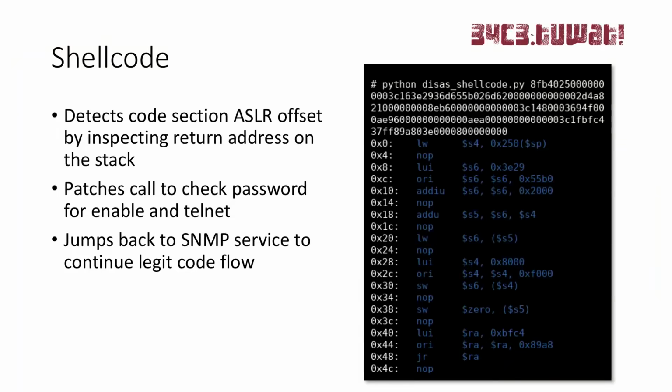So what the shellcode basically does is inspect the stack and the return address in it to calculate the ASLR offset, because of course ASLR is on for the code section, and we want to patch something in it. And after that, it writes a 0, which is a NOP instruction in MIPS, to a call that checks for the password for telnet and also for the enable password. And then it just jumps back to the SNMP service.